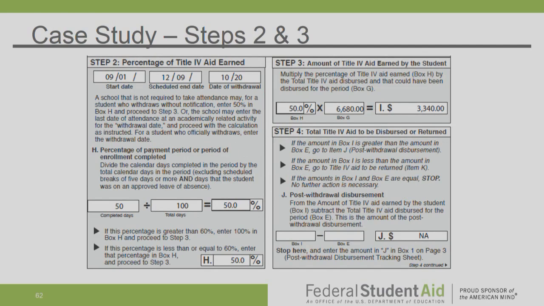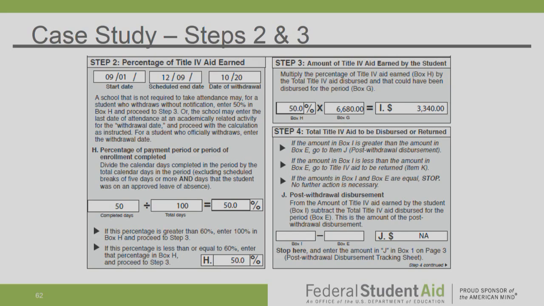So moving on to step 2 and 3, the institution chooses to use the midpoint as the student's withdrawal date because that's the most beneficial to the student. Remember that we had documented the student's last date of attendance on October 10th, but that would have been less than 50% of the payment period, so the school chooses to use the midpoint in order to give the student the greatest benefit. That 50% is multiplied by the total amount of aid disbursed to Richard, which we arrived at in the prior slide, and the final amount that Richard has earned is $3,340.